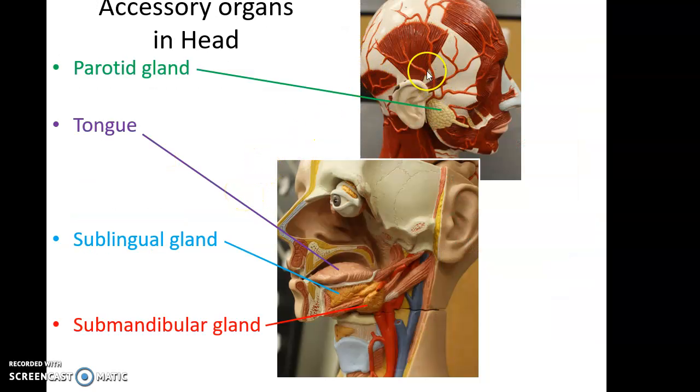Here is our head model. As you can see on the outside near the ear is where you would find the parotid gland. And then in the oral cavity is where you'll find the tongue. Underneath the tongue is the sublingual gland, and then underneath or next to the mandible would be the submandibular gland. So sublingual directly under tongue, submandibular basically right next to the mandible, but in this image the mandible's been cut away.